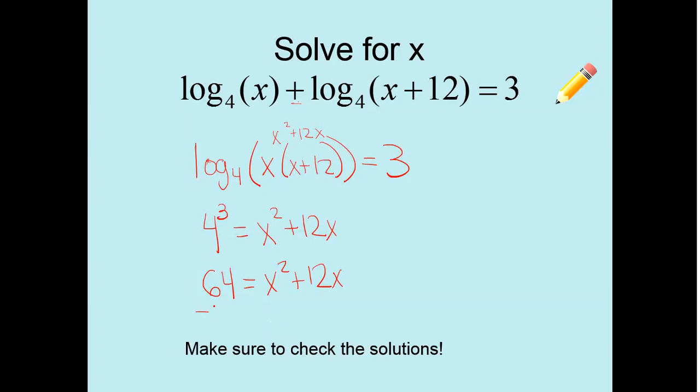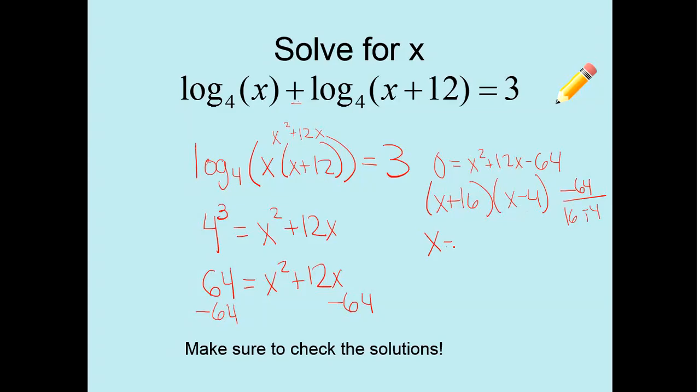Can't solve this. Let's subtract 64. Let's get everything to the same side. Maybe it'll look a little neater. Looks like I'm going to have to factor. Okay, so my A times my C, negative 64, and I need a positive 12 when I add. 16 and 4. I think that works. I think the 4 has to be negative, because that'll give me 12. And 16 times negative 4 is negative 64. So I can rewrite x plus 16, x minus 4. So x can either equal negative 16 or it can equal 4.